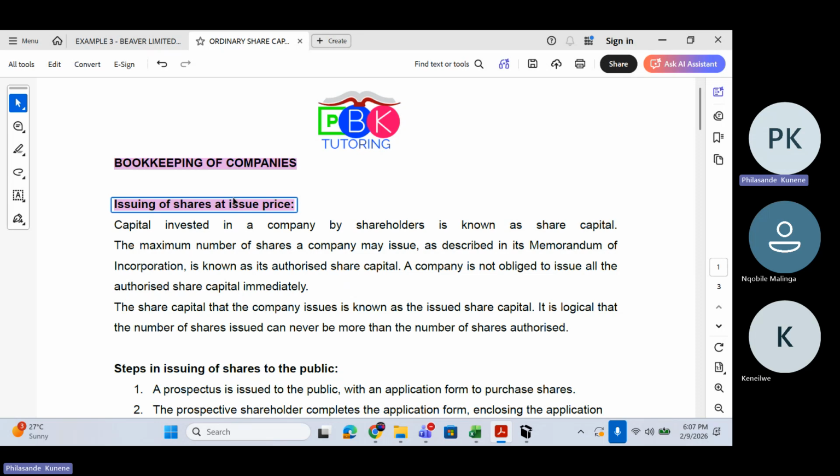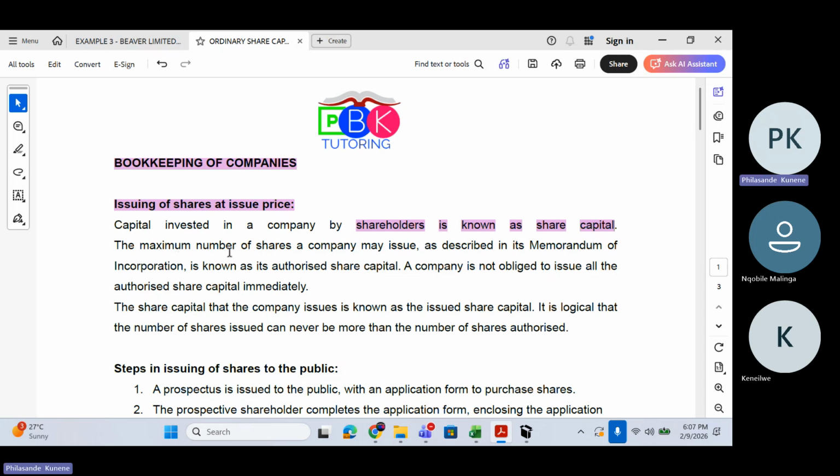Okay, what is the issuing of shares? It's an issue price. They're saying here, capital invested in a company by shareholders is known as what? It's known as share capital. So we need to know that there will be capital invested by shareholders, and that capital is known as share capital, right? Whatever the shareholders are investing, some of them can invest assets and not actual cash, but still that will be share capital.